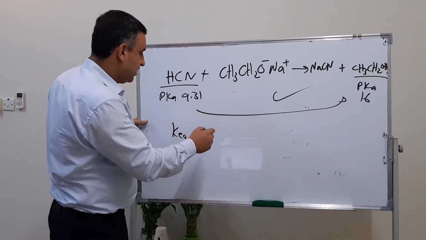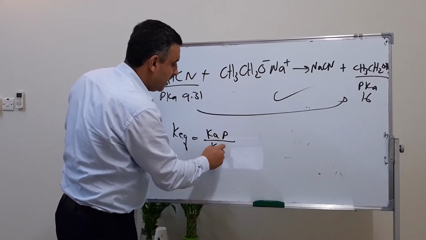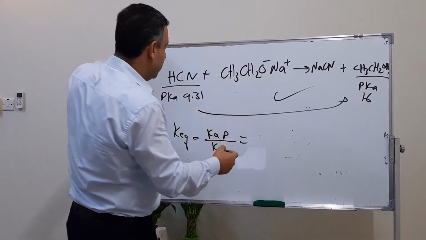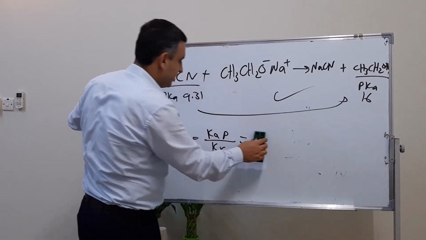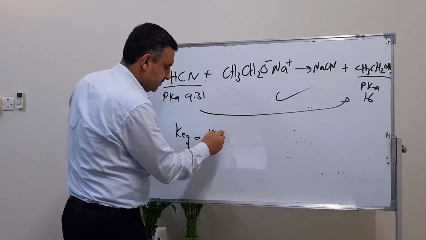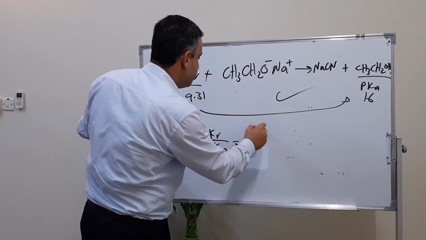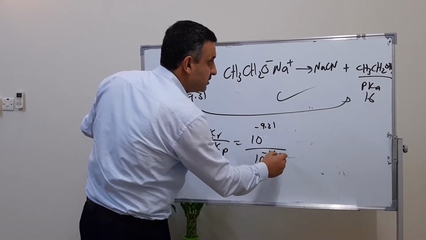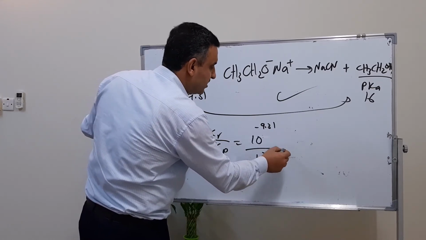You can just write it like Ka of products over Ka of reactants. Right, and in this case, if you convert this into Ka right away, you are going to get reactant over product, I'm sorry. So the Ka is Ka of reactant over product. In this case here, the Ka will be 10 to the power minus 9.31 over 10 to the power minus 16.00.